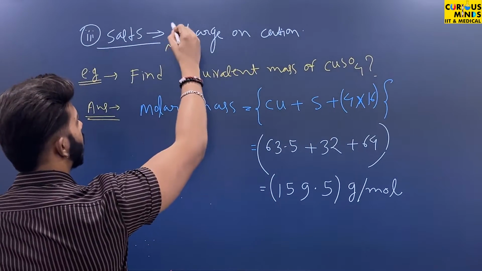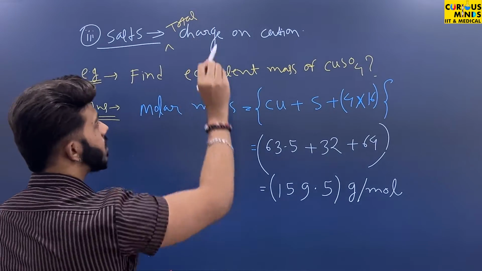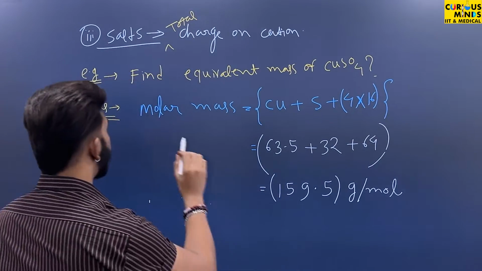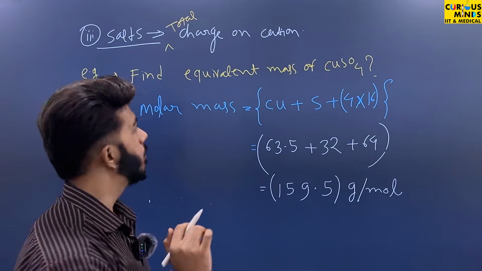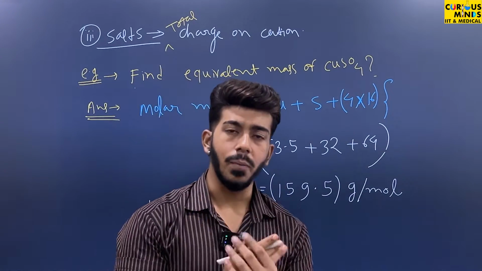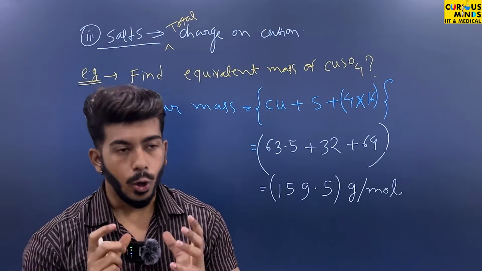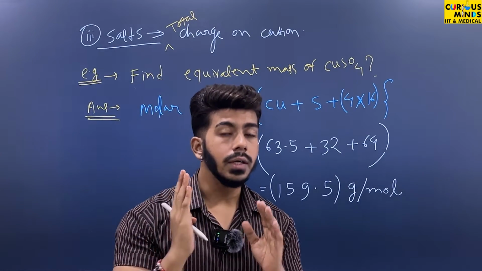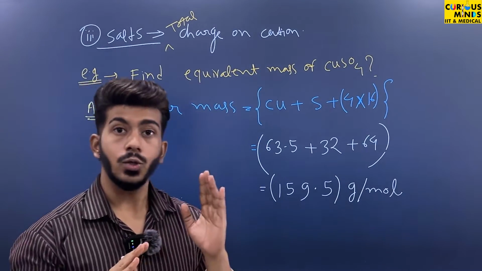So we can write here: total charge of cation. Now there is a question so that you can understand it. Find the equivalent mass of copper sulfate. Now let's talk about copper sulfate. What is copper sulfate? Copper sulfate is a salt, neither an acid nor a base. It is a salt, right?